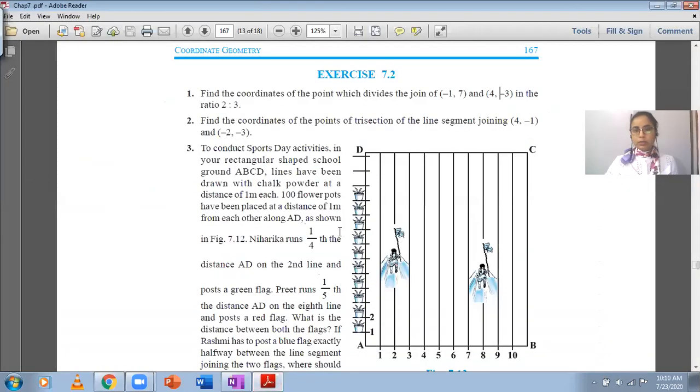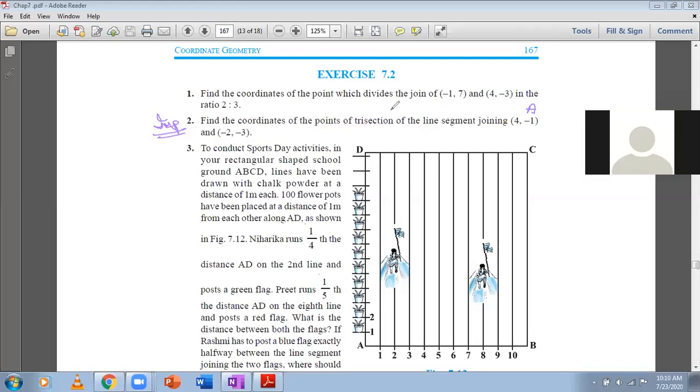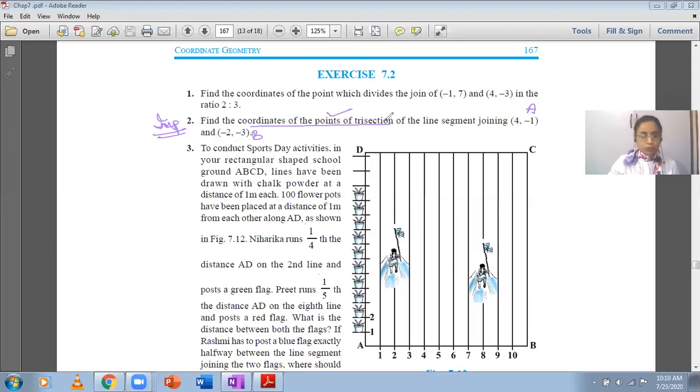Now let's take a look at the next question. This is important. Find the coordinates of points of trisection of the line segment joining these two. So if this is A, this is B, you need to find out the points which trisect the line segment. Bisection, trisection. So bisection means division into two equal parts, and trisection means division into three equal parts.